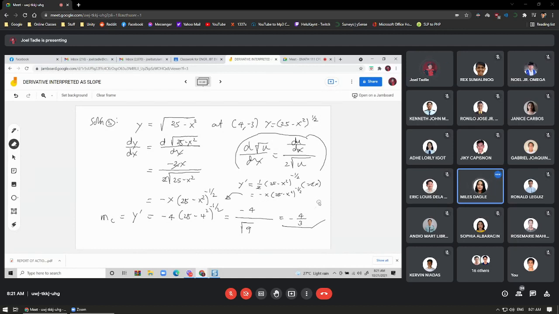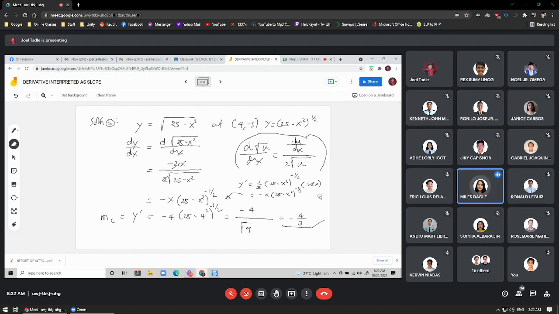So that is your derivative. Times negative 2x, because that is the derivative of what is inside the parenthesis. So there is a 1/2 outside and a negative 2, so the 2 cancels. What is left is negative x times 25 minus x squared raised to the power of negative 1/2.